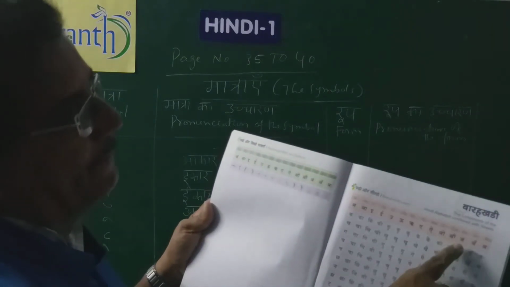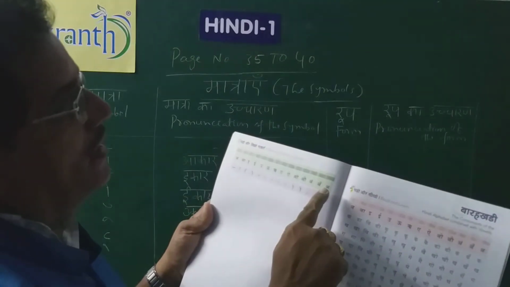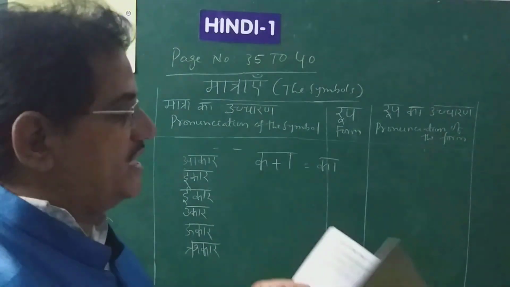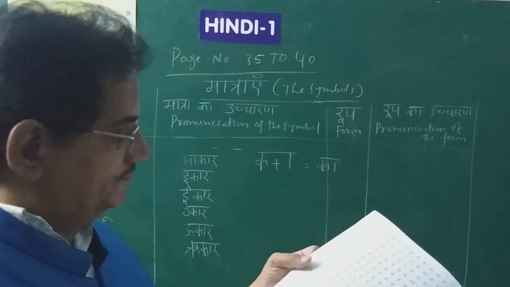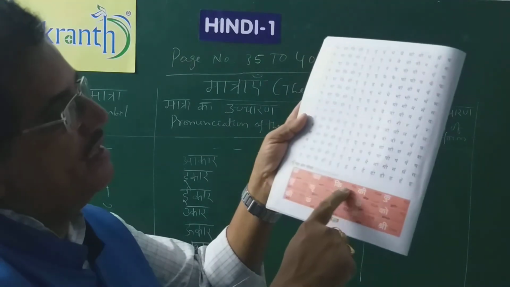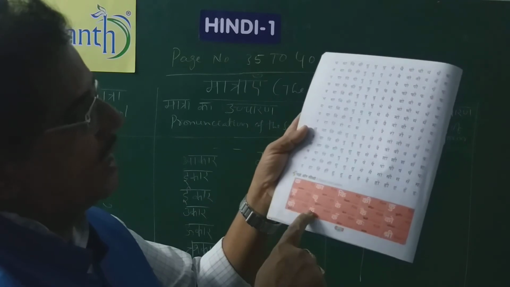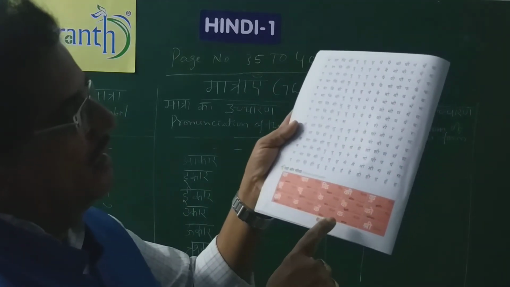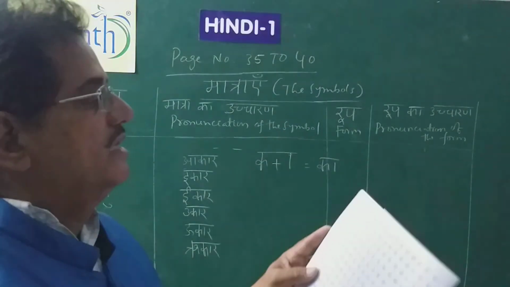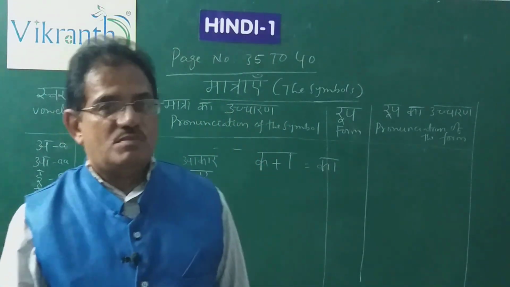Anuswar, Chandrabindu, Visarga, kaha. Like that, by practicing these symbols, you can easily learn the Barakhadi. Okay, those names are also given there. Ka, ka, ki, ki, ku, kru, ke, kai, ko, kau, kam, kaha, kang, kam, kaha, shri. Like that, you can combine and learn the matraye, the symbols.